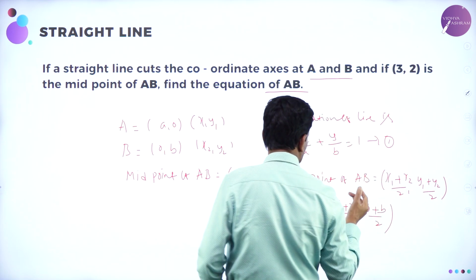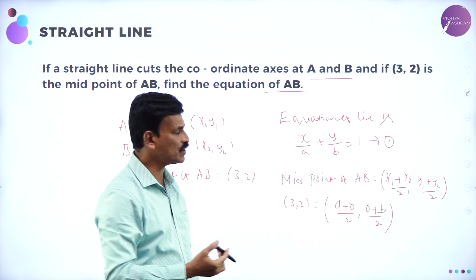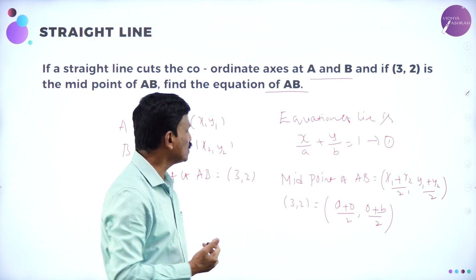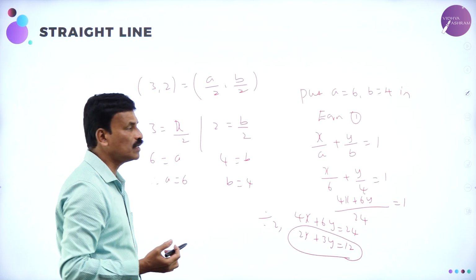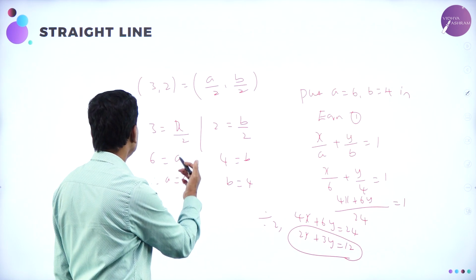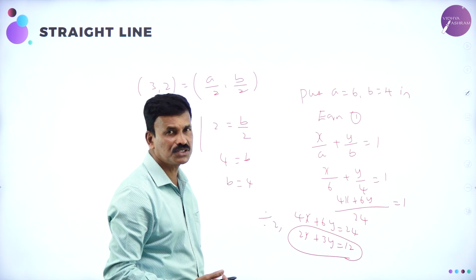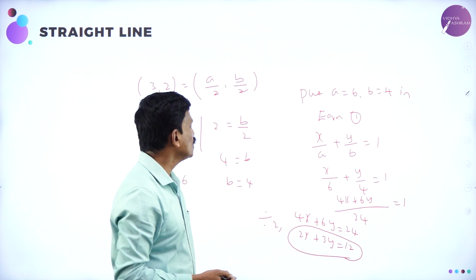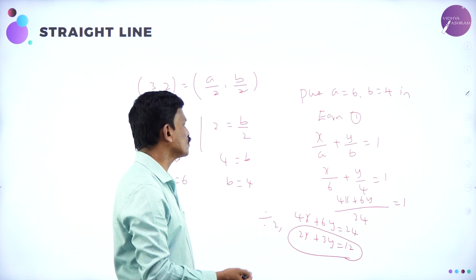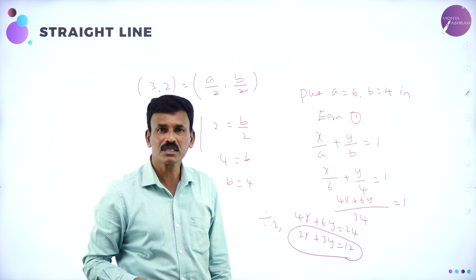Just use the midpoint formula, (x1 plus x2) by 2, (y1 plus y2) by 2. You will get the coordinates as a by 2 and b by 2; equate to the midpoint. So, you will get a is equal to 6, b is equal to 4. Substitute in the standard equation: x by 6 plus y by 4 is equal to 1. Take LCM and simplify, you will get the answer.